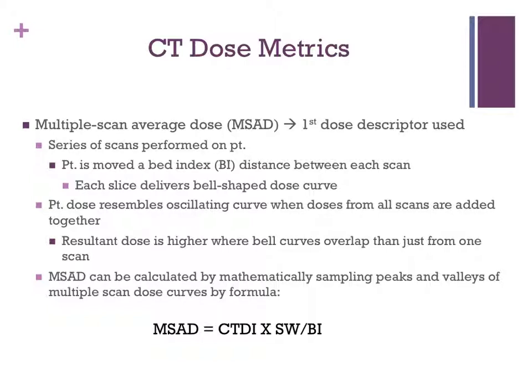Where the bell curves overlap, this means that the resultant dose is higher than that from just one scan. If the total dose distribution curve is known, then the MSAD can be calculated by mathematically sampling the peaks and valleys of the multiple scan dose curve. So take a look at the equation right here. You can see that to calculate the MSAD, you take the CTDI times the slice width over the bed index. In the formula, the slice width is in millimeters, and the bed index is also known as slice spacing.